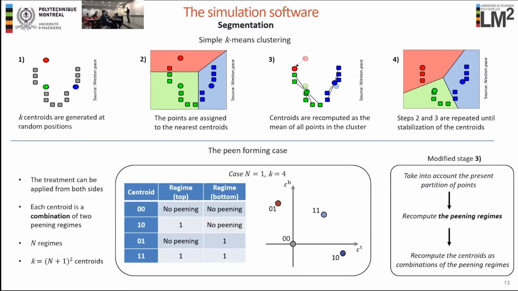Here in the bottom center, we can see an example of 4 centroids that are generated by only one peening regime. So in practice, our objective is to alter the peening regime, not the centroids. And this is what we do in the third stage of the algorithm. We take into account the present partition of the points, then we recompute the peening regimes, and only after this, we recompute the cluster centroids as all possible combinations of these new peening regimes.